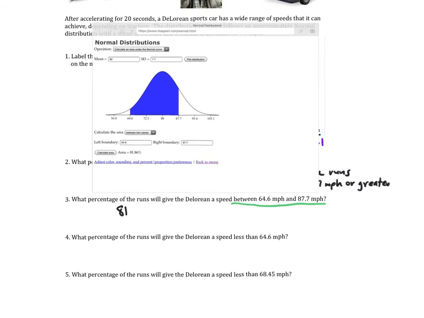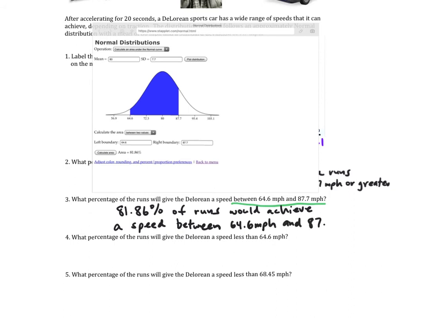So 81.86% of runs would achieve a speed between 64.6 miles per hour and 87.7 miles per hour.